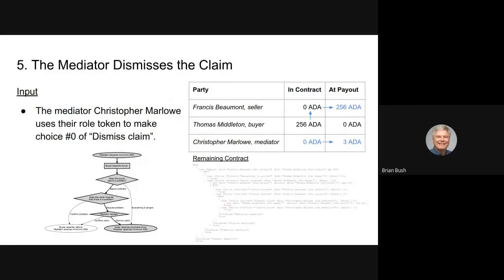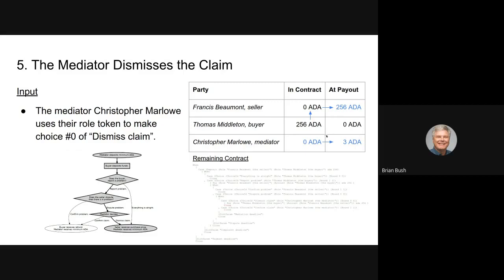Because they're disputing, the mediator comes into the situation. So they have to make their decision. And in this case, they're deciding in favor of the seller. So Christopher Marlowe is saying, I'm dismissing the claim. The seller does get their funds. What the script does is it puts the funds back in the seller's account, and then it transfers the funds out of the Marlowe script into the payout script. So it's putting basically 256 ADA at the payout address. It's ready for the seller to collect it.